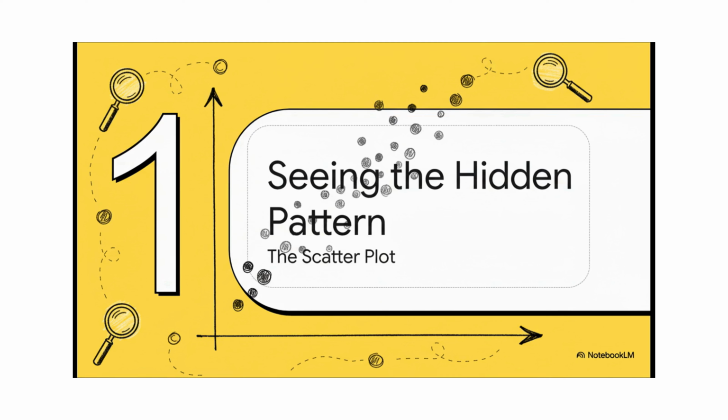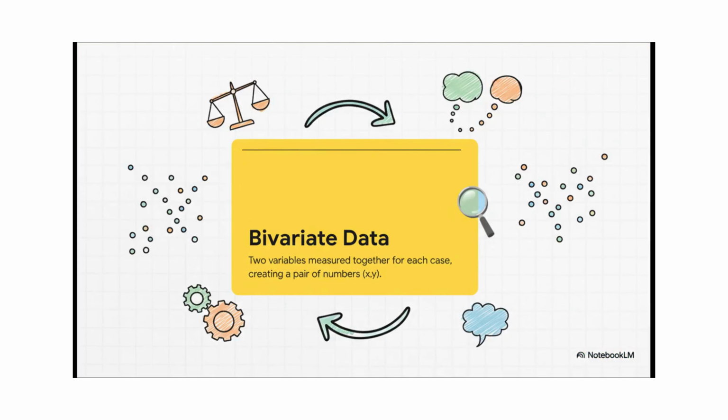And for us, that means we need to see our information. Our number one tool for that job is something called a scatter plot. Now, before we plot anything, we got to talk about the kind of clues we're working with. It's called bivariate data. I know, it sounds super fancy, but trust me, it's simple. All it means is that for every single person or thing we're looking at, we're measuring two things at the same time, which gives us a pair of numbers.